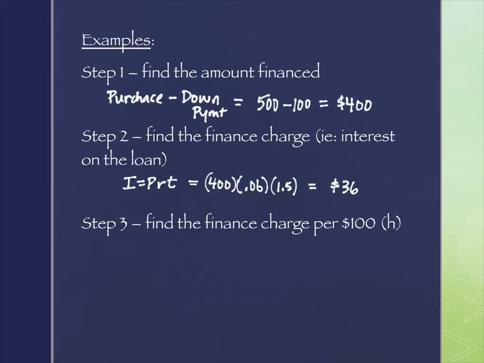The next piece is something we haven't calculated before. This is the finance charge per $100. So I'm going to show you how we calculate that. Your book uses the letter H for it. I don't have a real good reason of why H is used, which is just a dummy variable. So we're going to call it H just like they do, okay? And what we do is we take the finance charge, and we divide it by the amount that we're financing.